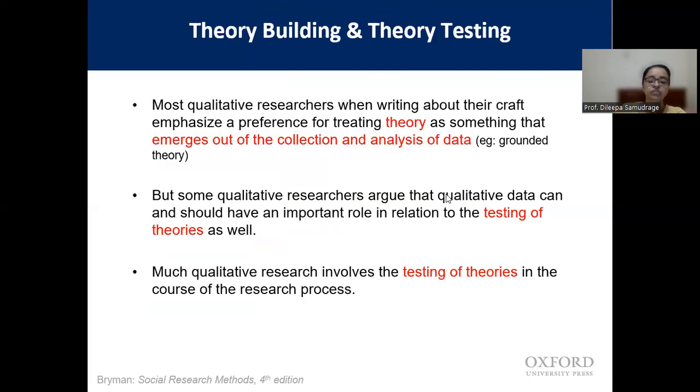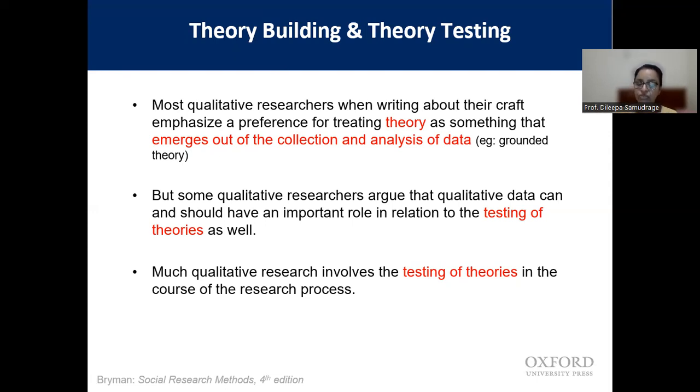Okay, so let's move to the next one, theory building and theory testing. There are two things, theory building and theory testing. What I want to emphasize is, at the beginning I told you in qualitative research, you don't test a theory, you build a theory. Through the data, you build a concept and later on you build a theory.